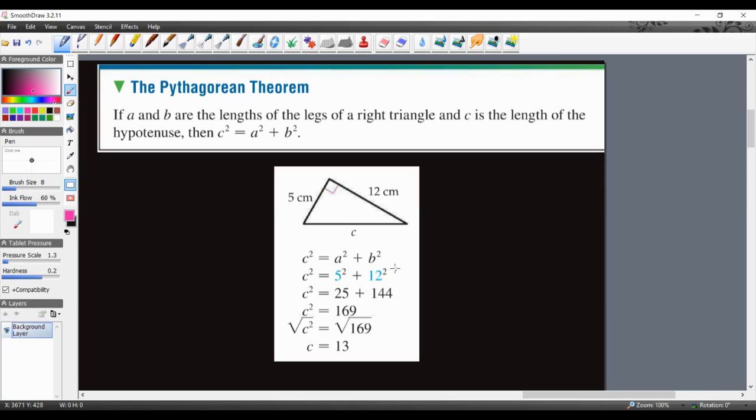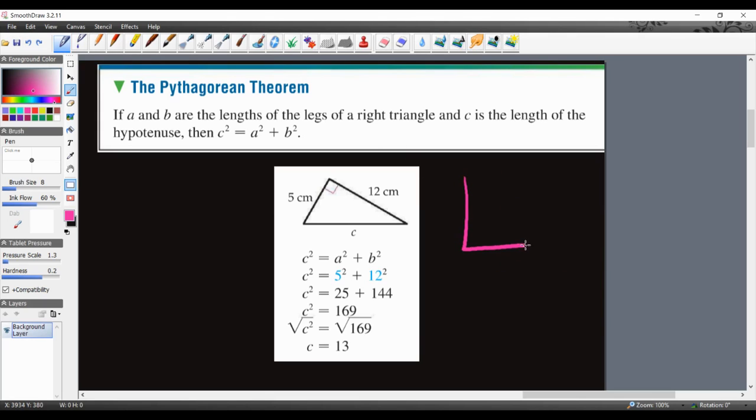If this was a full term semester, we would definitely be doing some more research and interesting things with this theorem. But anyway, we have that if A and B are the lengths of the legs of a right triangle, and C is the length of the hypotenuse, then C squared is equal to A squared plus B squared. So just to remind us, because I know it's been a while for some of us, hopefully your triangle is better than that.